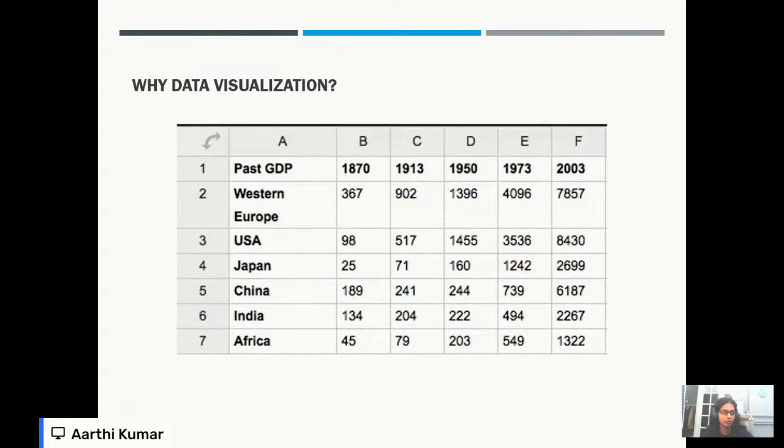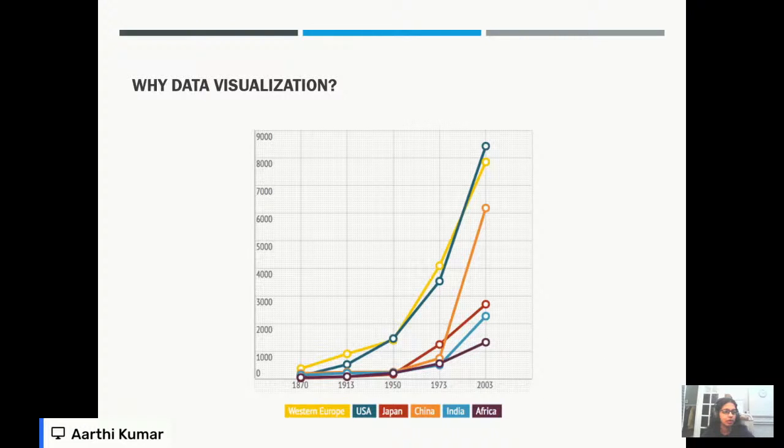I'm going to time this. I'm going to give 30 seconds for you to understand which region has the highest GDP in the years 1870 and 2003, which region has the fastest growing GDP, and whether there are any peculiar trends in this. Now, what about now, right?